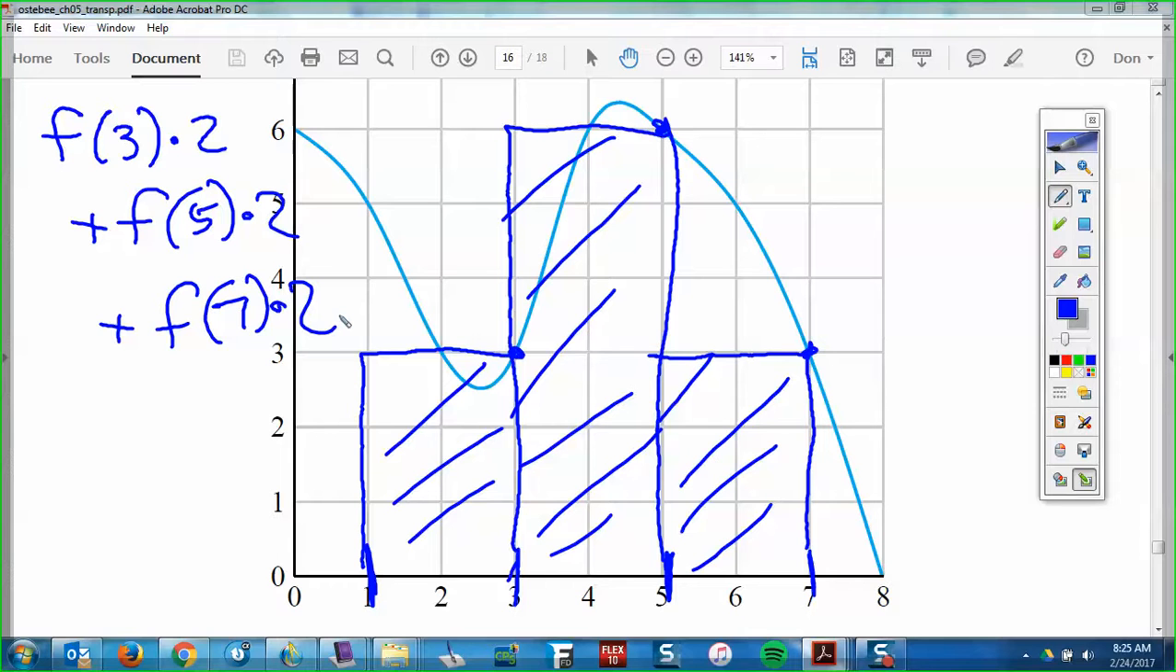So you always think that. Where's my first right edge? Where's my first left edge? Where's my first midpoint, right? If we were doing midpoint, we just started at 2, right? We'd add F of 2 times 2, F of 4 times 2, F of 6 times 2. Right edge will always include the last point, and not this one. Left edge will always include this one, and not that one. Trapezoid will include them all.